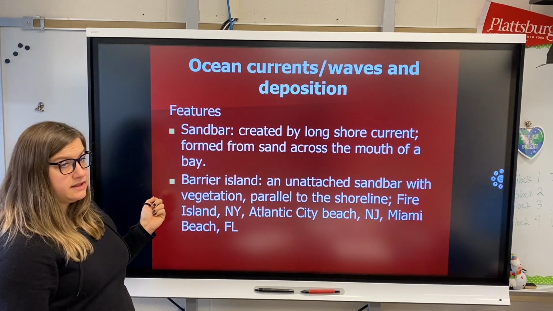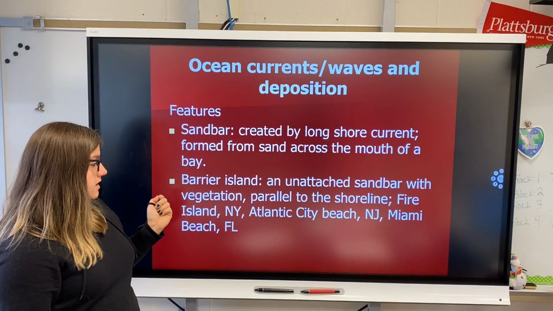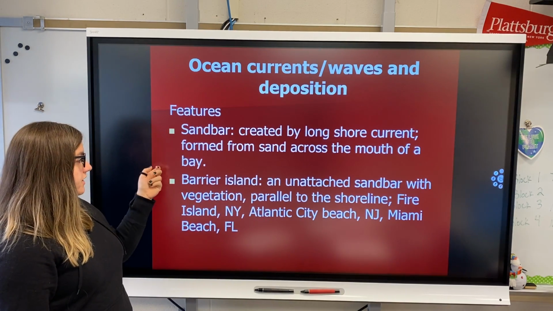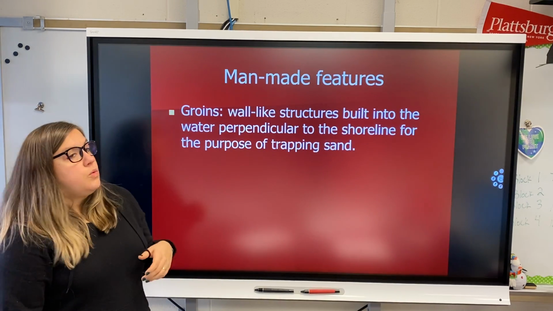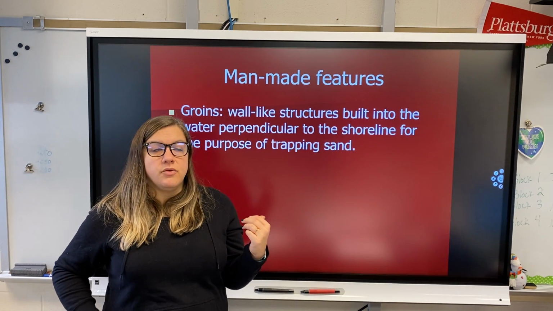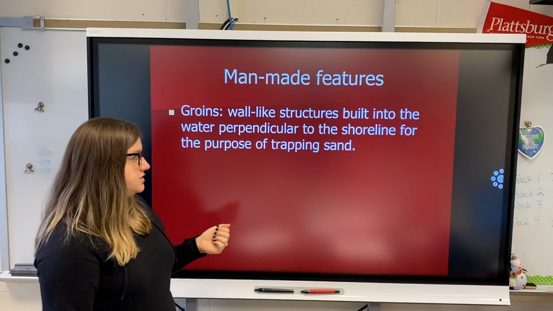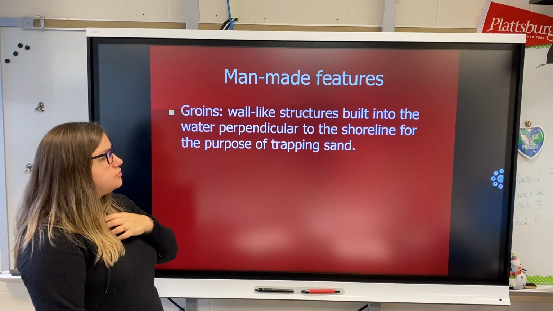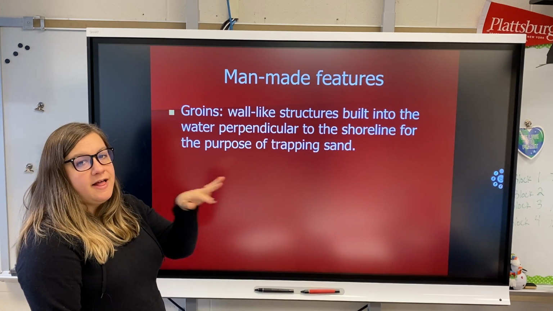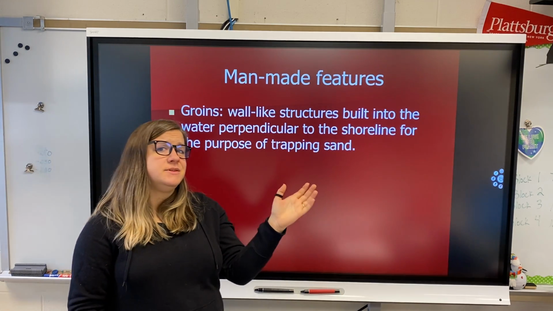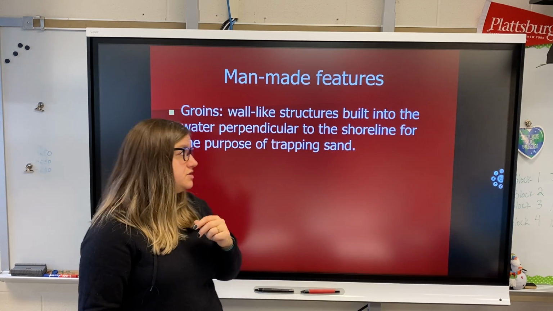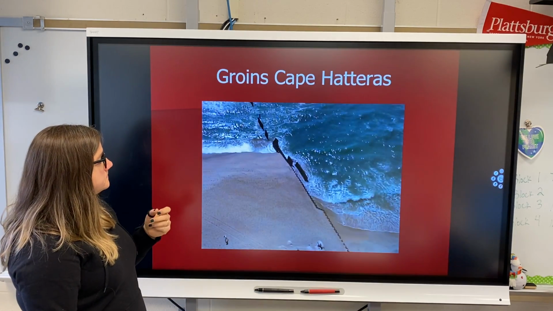Fire Island in New York, Atlantic City in New Jersey. Those are all different types of barrier islands. We do have some man-made features to prevent those things from eroding too much of the sand and sediment away. So they have these things called groins. There are these big walls that kind of jut out into the water, and it prevents a lot of the sand sediment from moving down the beach, so it doesn't wash the beaches away completely.